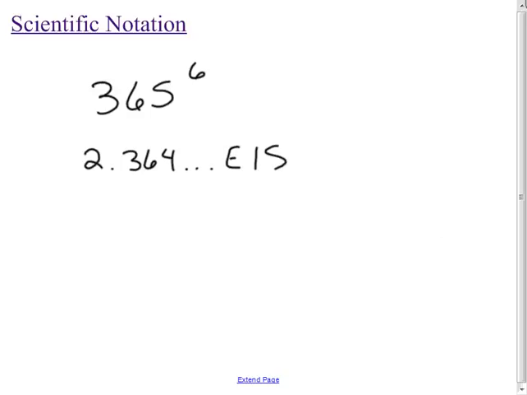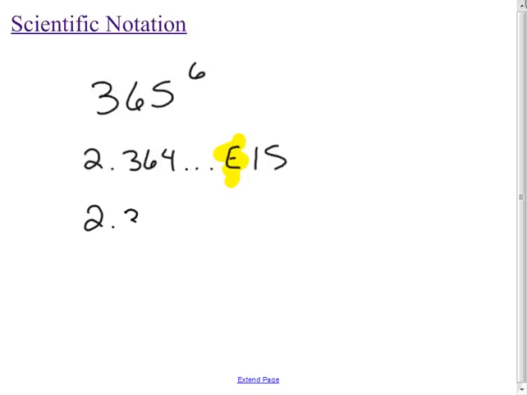So what I want you to do is take your calculator and plug in 365 to the 6. So take a moment, plug that into your calculator. It spits out 2.364... and then all of a sudden there's an E and a 15. That's the way your calculator denotes scientific notation, with this E. E is just a notation for it that your calculator gives you. It's not mathematically what it is. If your calculator ever gives you this E value, you then have to go and rewrite it into scientific notation.